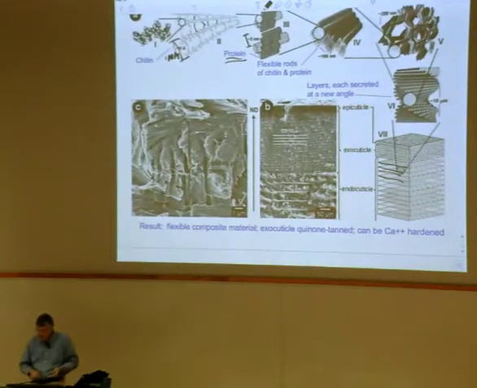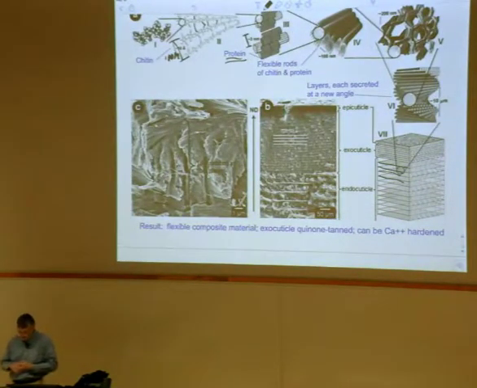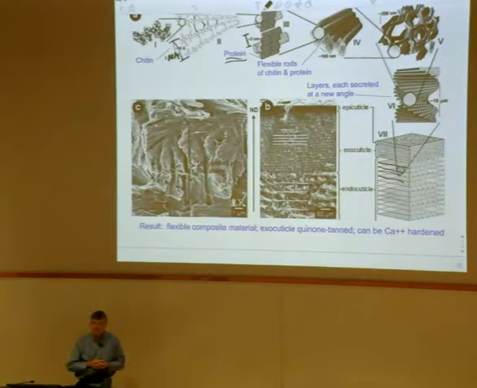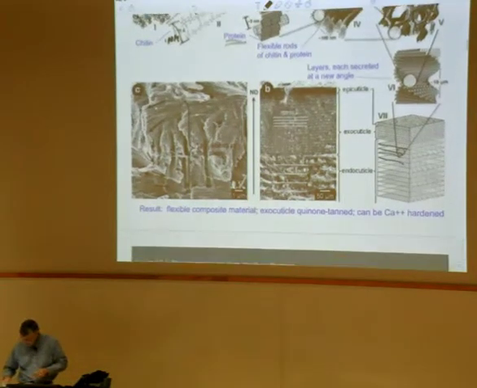So what you wind up with is a flexible composite material. The exocuticle is often quinone tanned, and it can be calcium carbonate or calcium phosphate hardened. Okay, usually calcium carbonate for an exoskeleton.